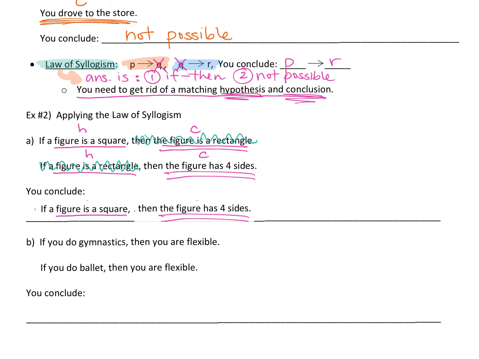So if it is a square, it is also a rectangle. A square is a rectangle, but a rectangle is not necessarily a square. Right? I go with that.